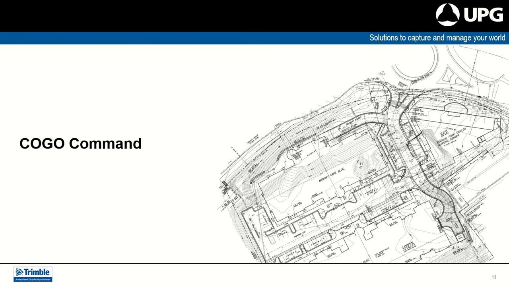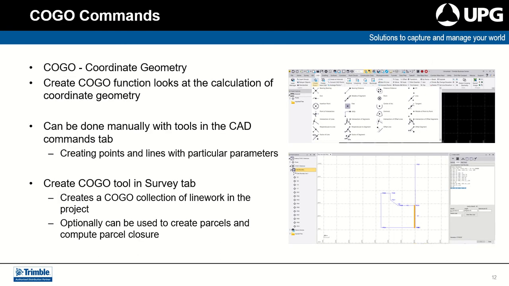So let's have a look at the COGO command itself. The COGO command is looking at coordinate geometry. So we are creating essentially lots and parcels in TBC.